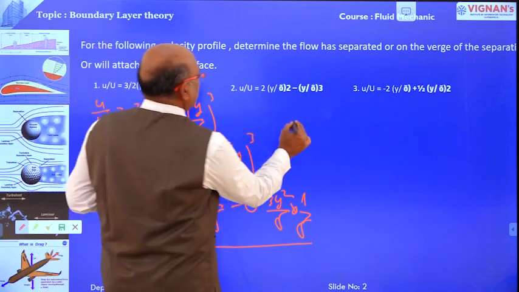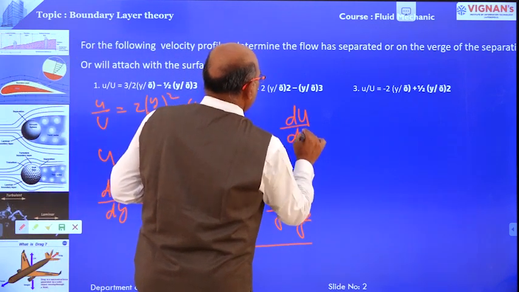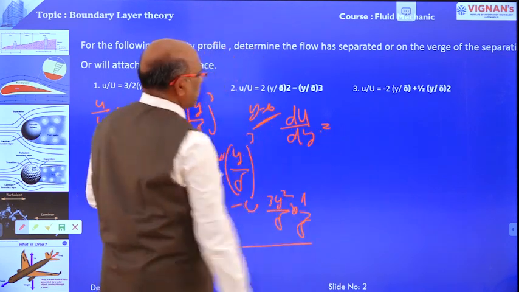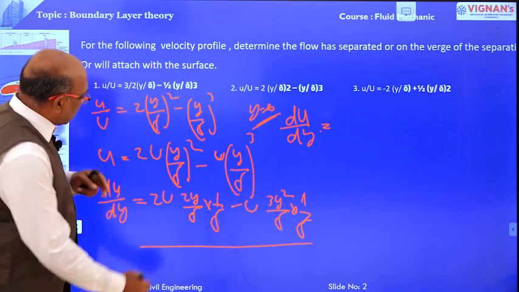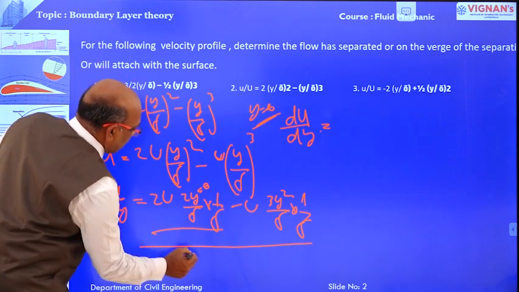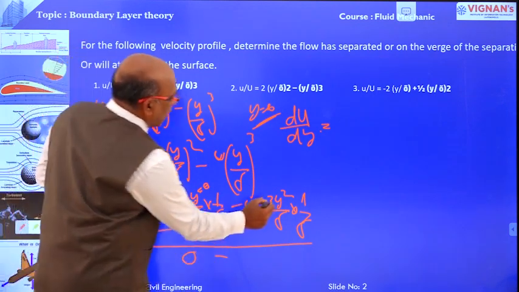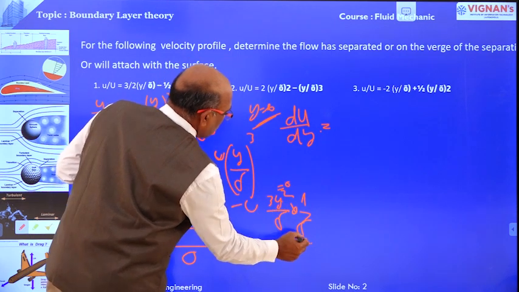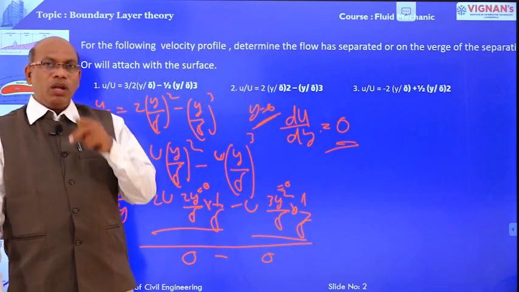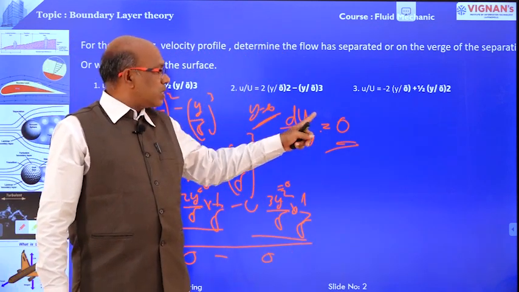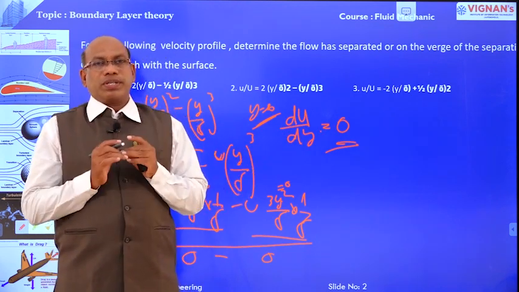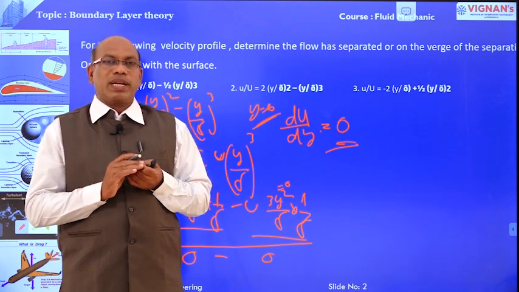At the velocity gradient du by dy at y equal to 0, what is happening? In this term we have y, we provide 0, so automatically this entire term is 0. Here also we have y, so this entire term is also 0. Finally, du by dy, the velocity gradient, is equal to 0 at y equal to 0. In this case, it is on the verge of separation, ready to separate from the solid boundary.